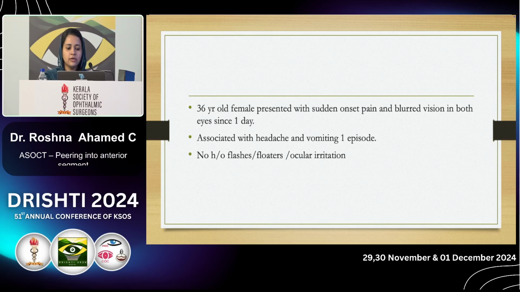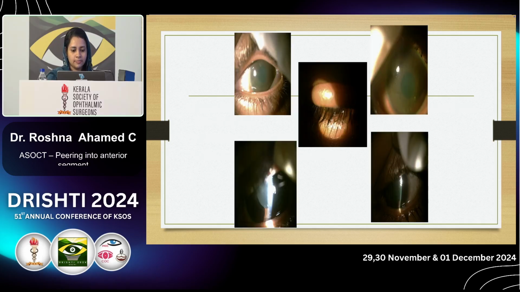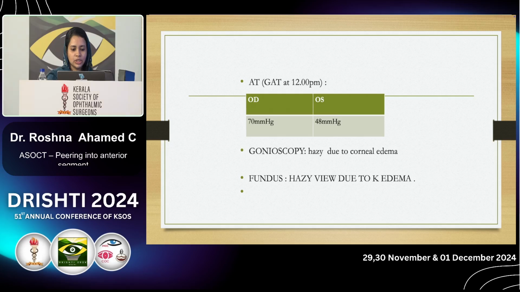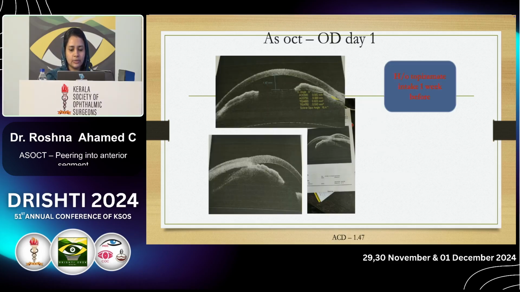This is another female who presented with bilateral angle closure with symptoms of headache and vomiting to our hospital. In this patient, the IOP was very high and gonioscopy was not done due to corneal edema. We did an ASOCT and it showed ciliary effusion. So we thought of topiramate and asked for the history. There was a history of topiramate intake one week back.